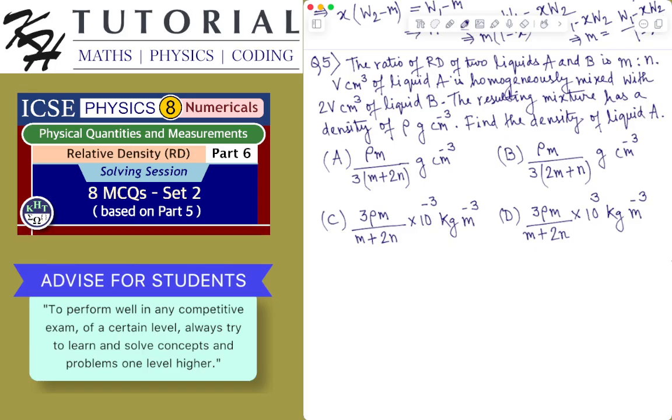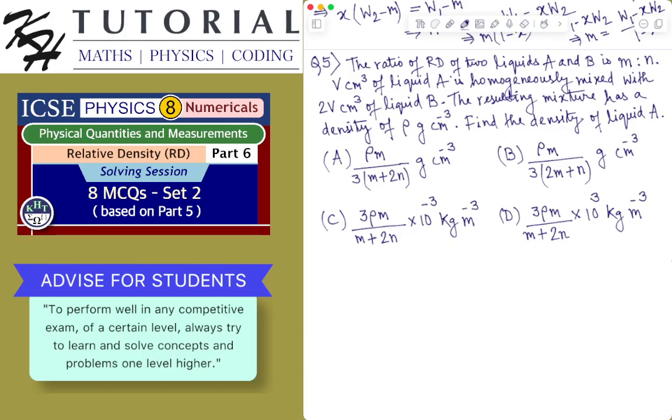Okay, so first of all, we need to understand that when a certain volume of liquid A is mixed with a certain volume of liquid B, and both are having different densities, when they are homogeneously mixed, how do we find the density of the mixture?